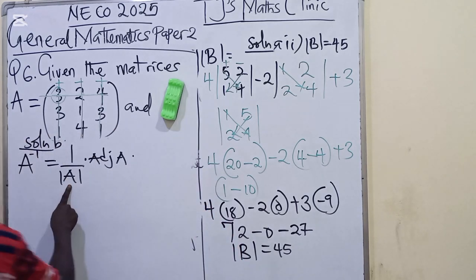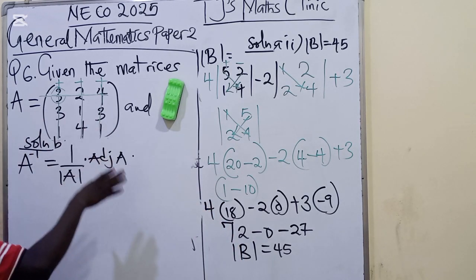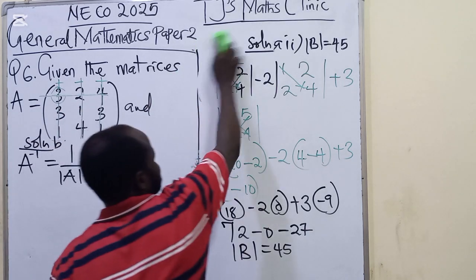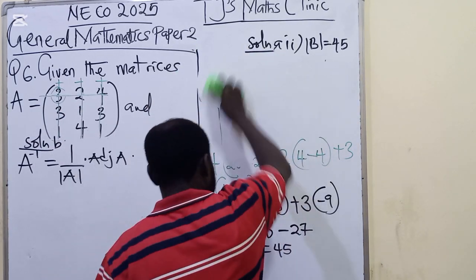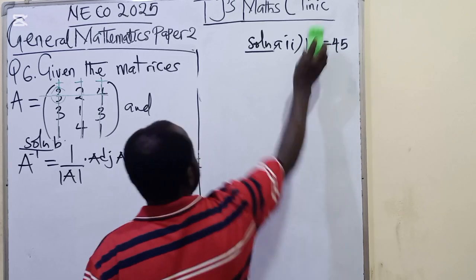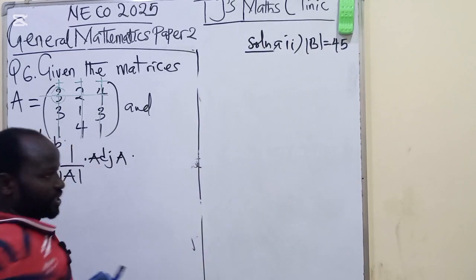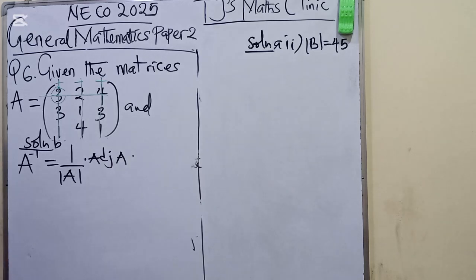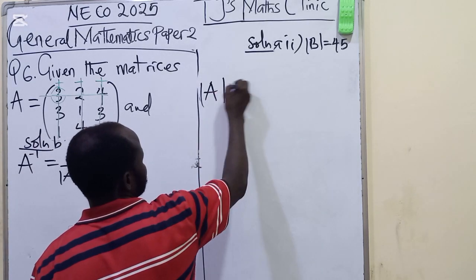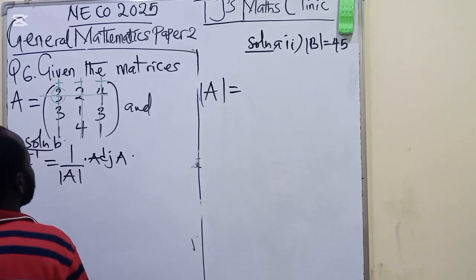We know the determinant of A already as 11. But since this is under B, we have to find the determinant again of the same A. That will be the first step. We have to find the determinant. After the determinant, we find the adjoint before we can now find the inverse of A. So let's quickly find the determinant of A, the same procedure.